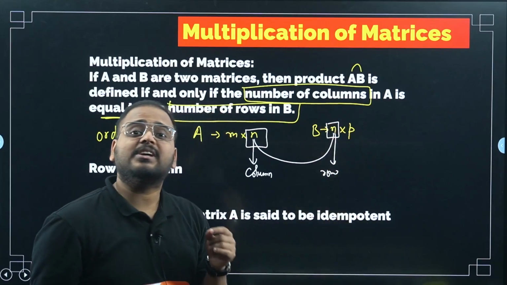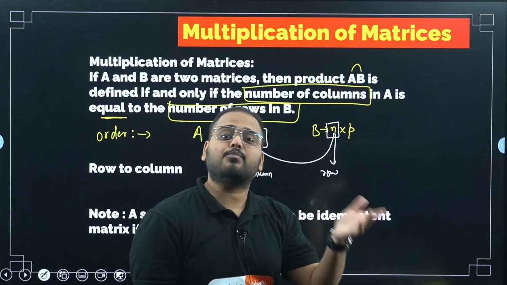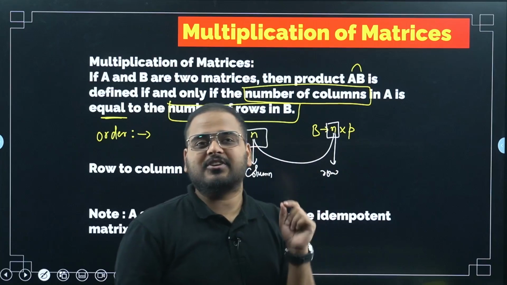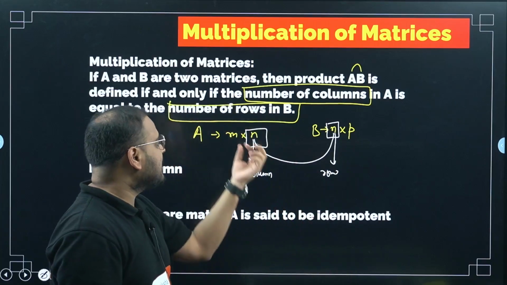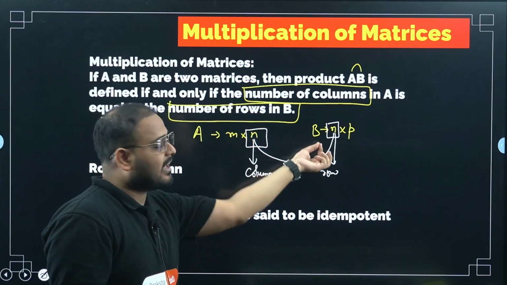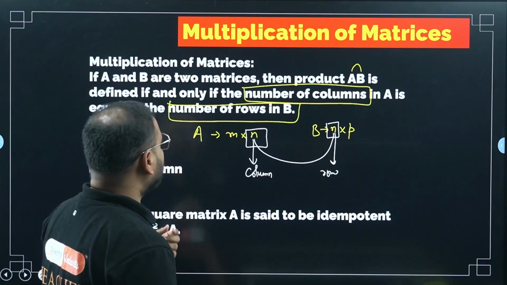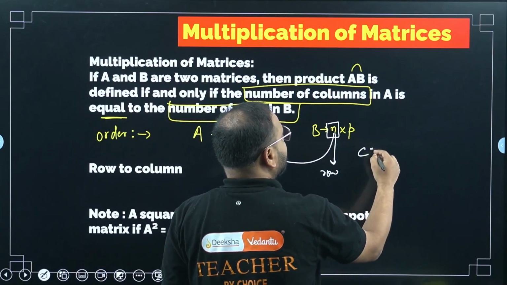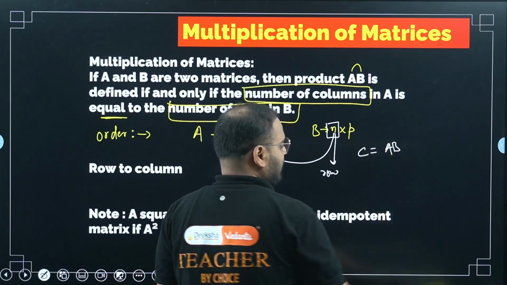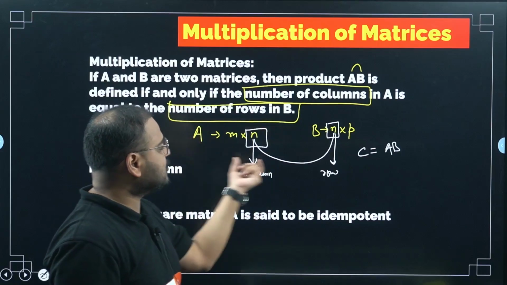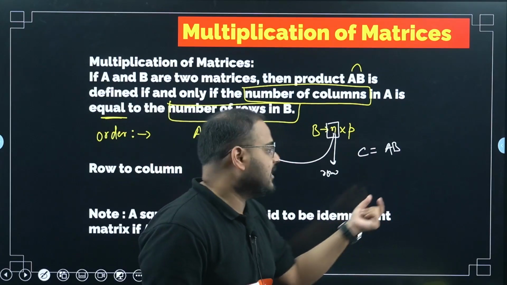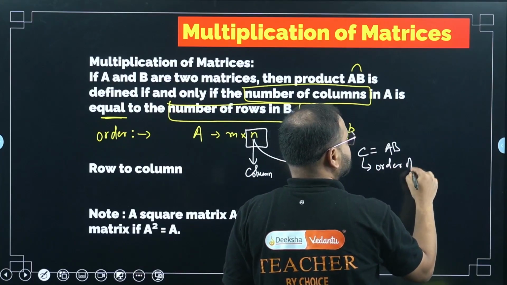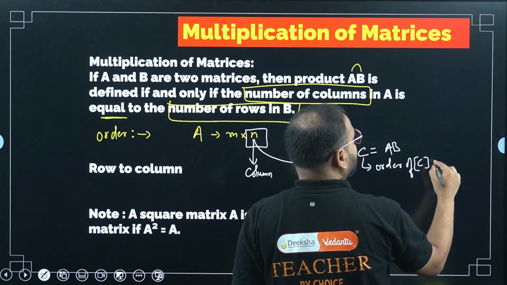So whenever this condition is satisfied, only then is matrix multiplication possible. How will that be done? We'll see later. But first of all, the very primary condition is that the number of columns here, n, and the number of rows, n, has to be equal. And if I do that and get a matrix C equal to AB, meaning after multiplication of A and B I get a matrix C, then what would be the order of matrix C?